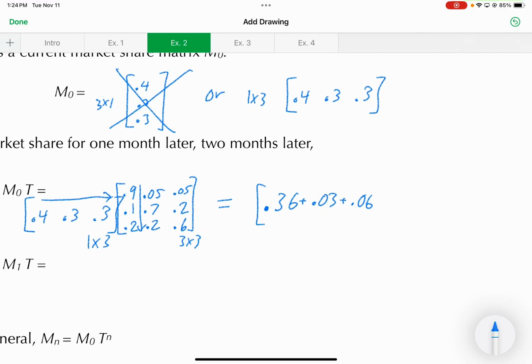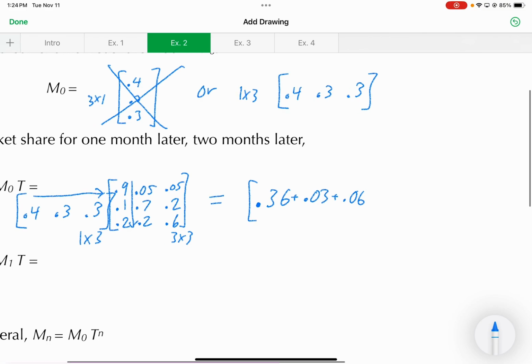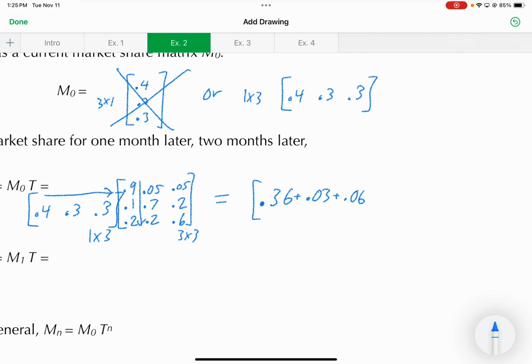Okay, cool. Let's do our next values here. So then we would have 0.4, 0.3, 0.3 again by our second column. So then we would do 0.4 times 0.05 would give me what? 0.02.